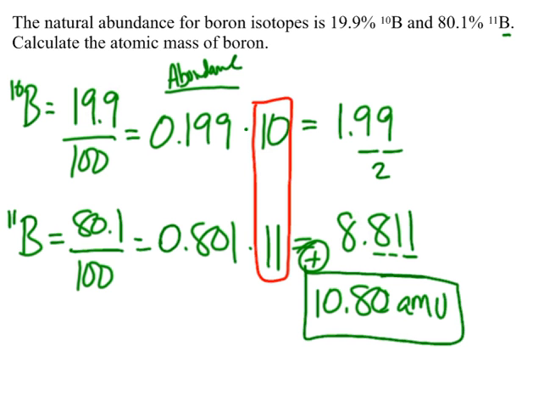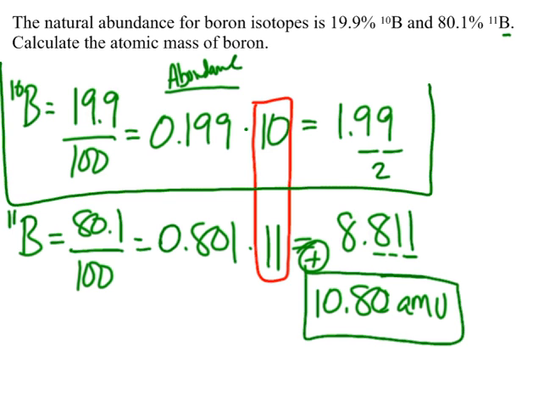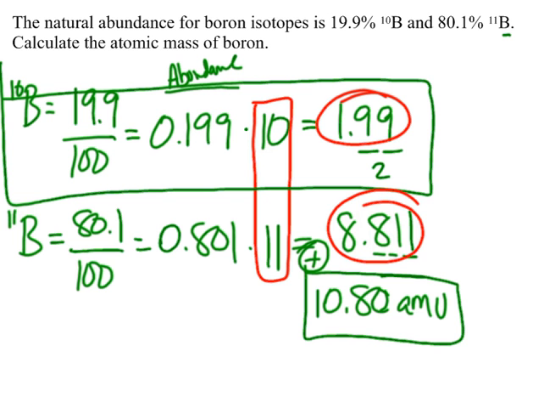Obviously, if I have more abundances, like if I have 3 different isotopes, then I need to do 3 of those right there. Here I only have 2 abundances, so I only do 2 problems. I'm adding this number together and this number together to get a final sum.